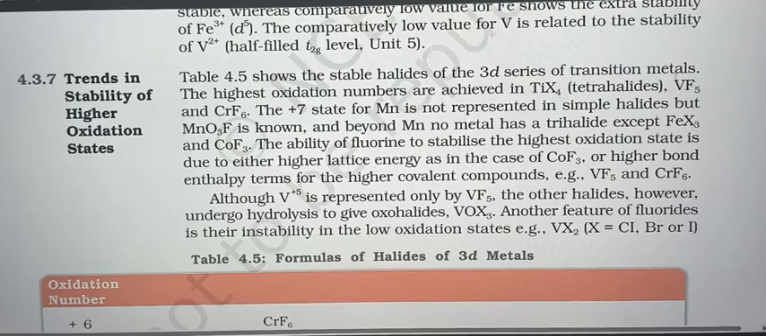For vanadium, fluorine came. See, 5+ is the oxidation state for it. It is a higher oxidation state, so fluorine will come and form the bond. For chromium, 6+ is there. Fluorine will still come. The +7 state for manganese is not represented in simple halides. But over here, when oxygen and fluorine both come, you can see the +7 state. But generally in simple halogens, chlorine cannot just come and form it.